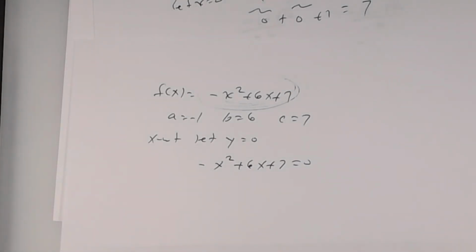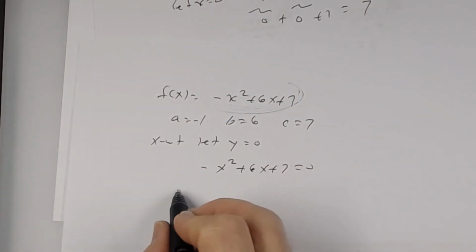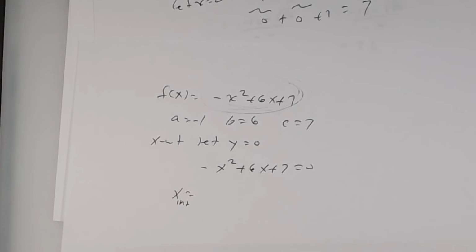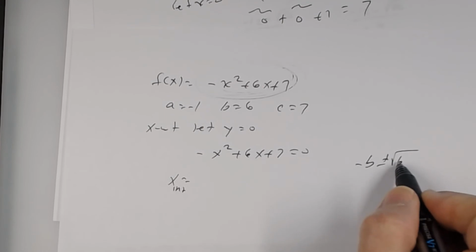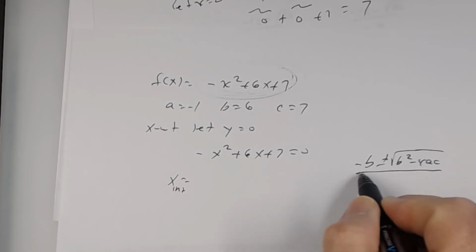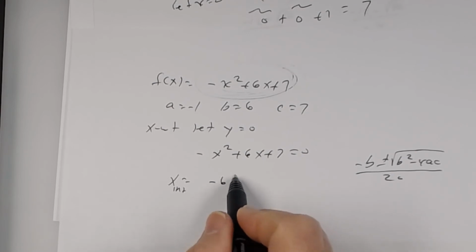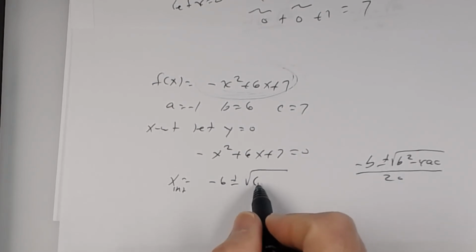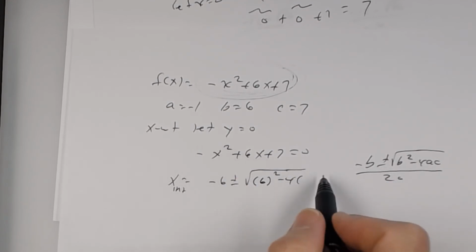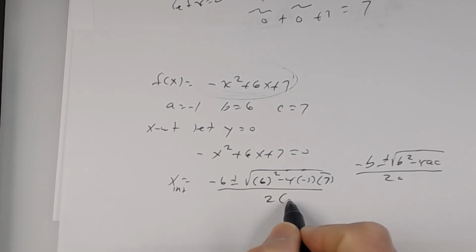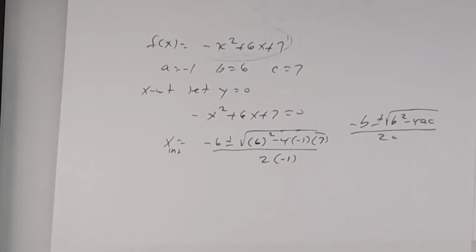So I have this quadratic equation, so I'm going to use the quadratic formula. Chances are it's not going to be factorable, so use the quadratic formula. So x equals, the x-intercepts will equal, what is the opposite of b? Remember, here's the formula. All right, so negative 6 plus or minus the square root of b. What's b? 6. I'm squaring that, minus 4 times A, what's A? Negative 1. Times C, 7. All divided by 2 times A, and A is negative 1.